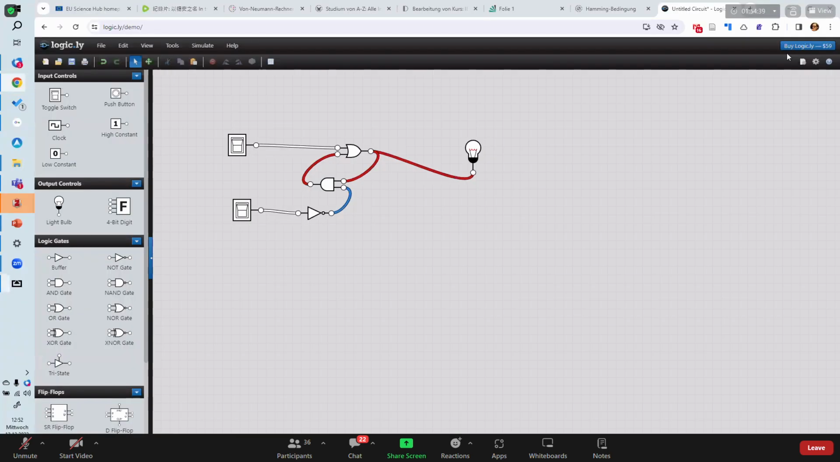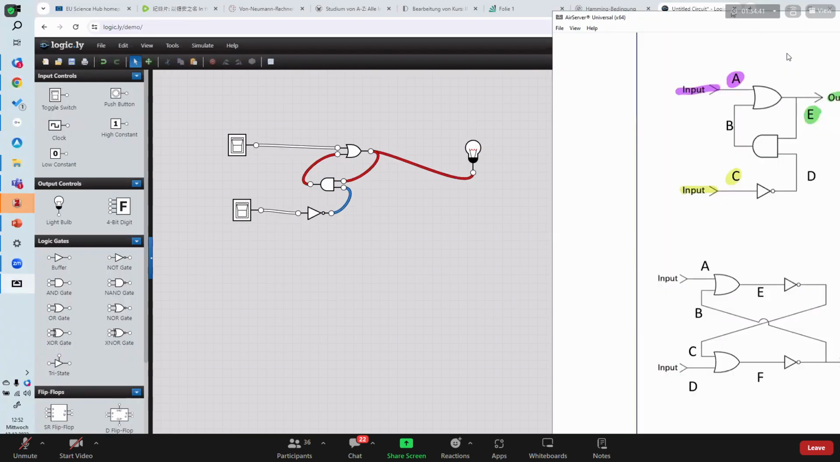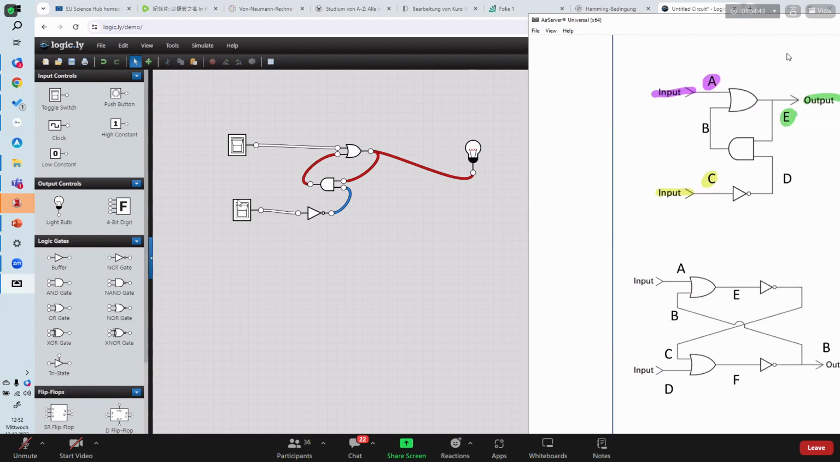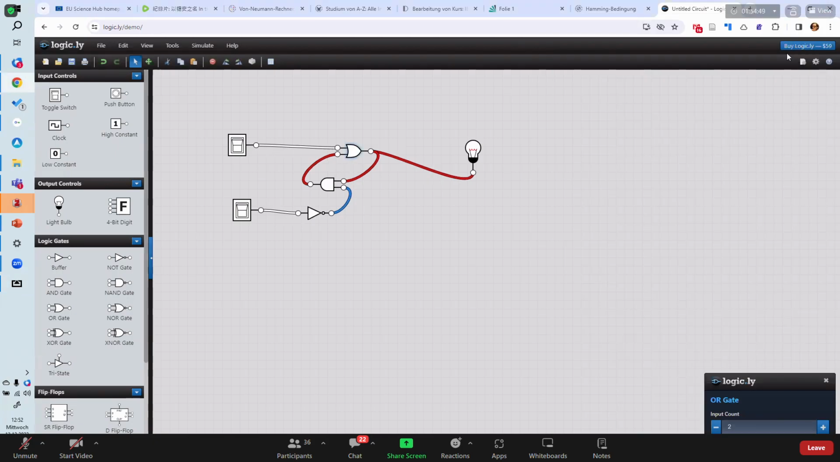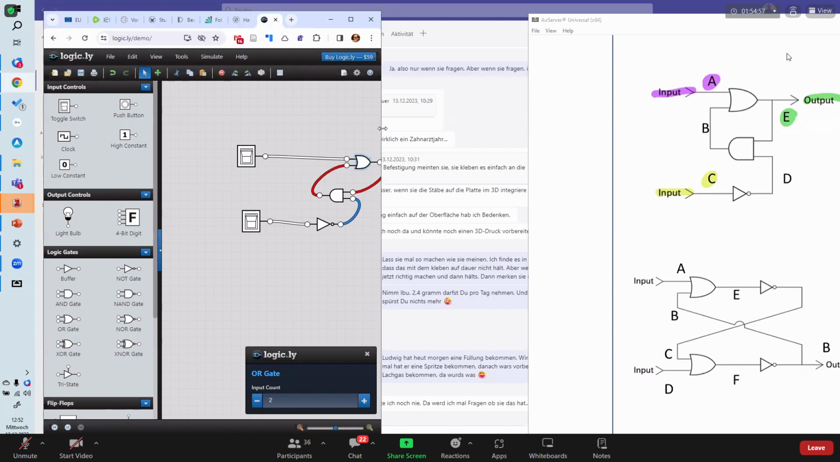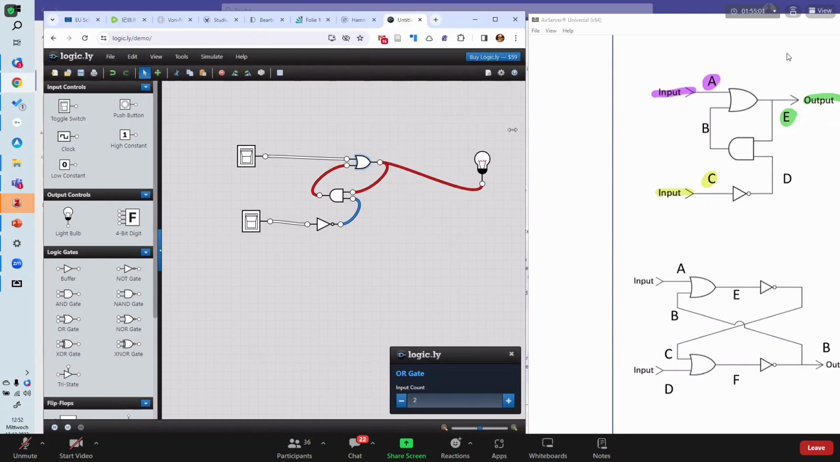So that's exactly what we have here, okay? The output is the lamp. I have the two inputs, A and C. I have here the OR. Well, it is working. So A, C, and the output.